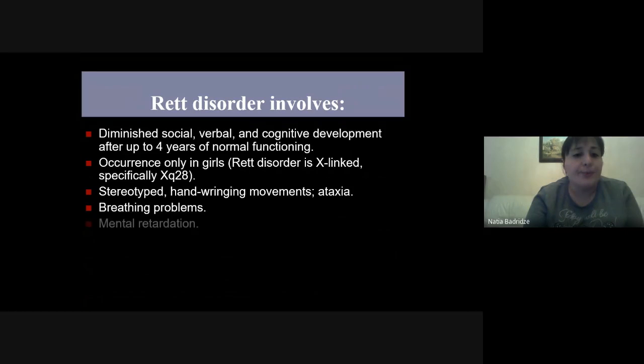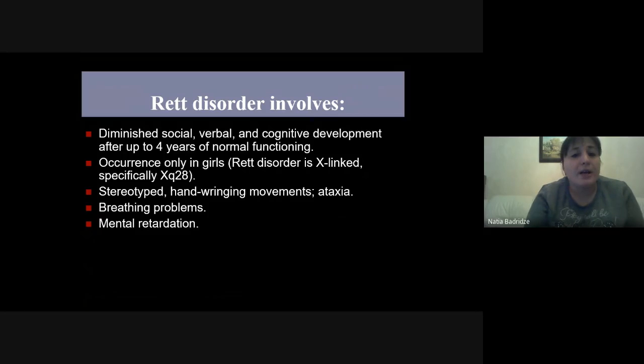Rett disorder. Rett disorder is a type of the ASD, but Rett disorder characterizes more girls than boys. So we have similar symptoms in Rett disorder: diminished social, verbal, and cognitive development after up to 4 years of normal functioning. The kid might function normally for 4 years of life, and then abruptly the cognitive, verbal, and social development decreases.